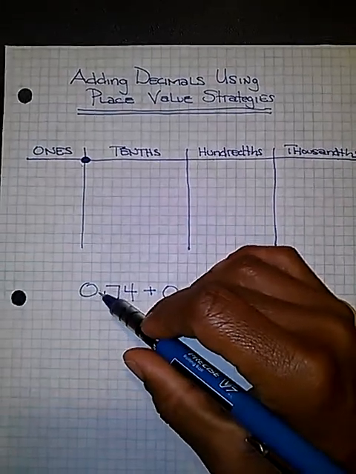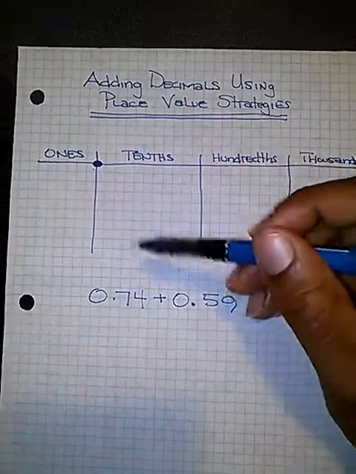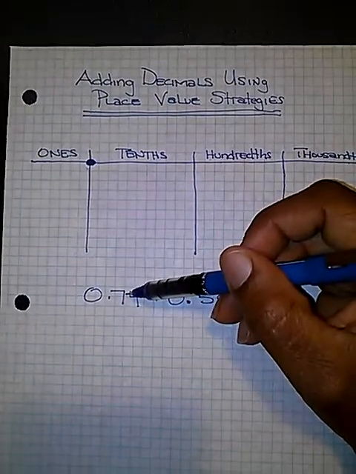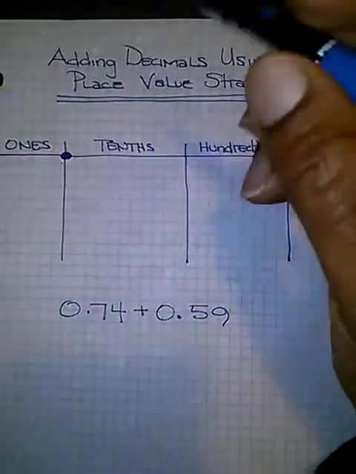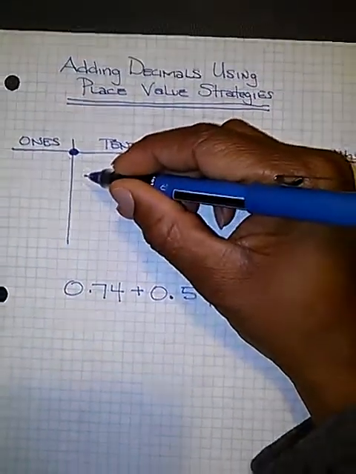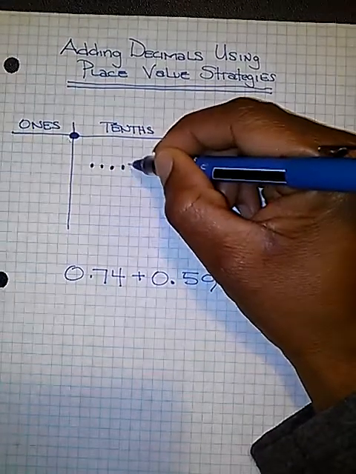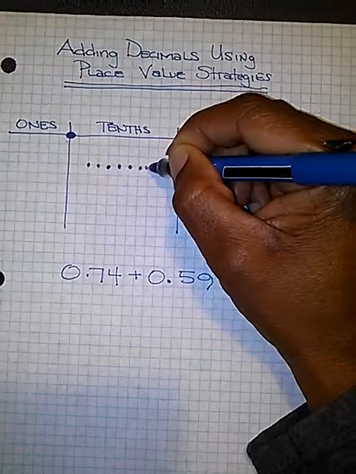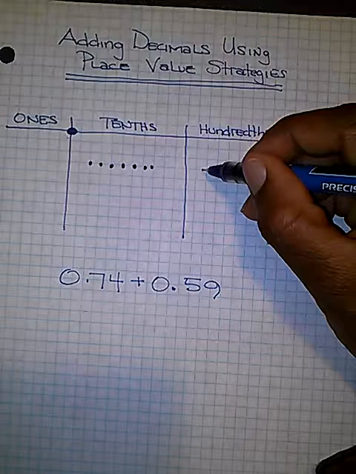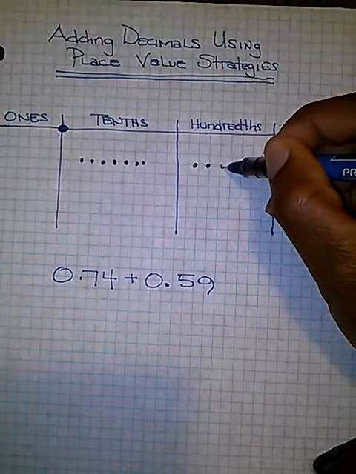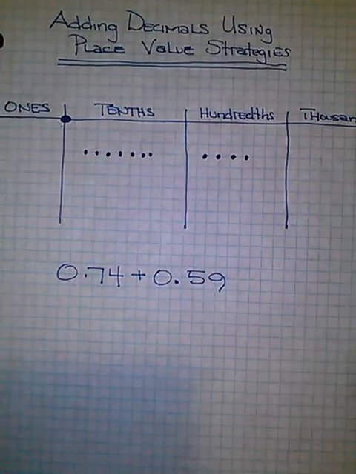There's a 0 in the ones place, so on the chart we will leave the ones column blank. And then we'll move on to the next place value, which is the tenths place. There's a 7 in the tenths place, so we'll represent that by drawing 7 circles. And we will move on to the next place value, which is the hundredths. There's a 4, so we'll represent 4 circles. There are no thousands, so I will leave the thousands column blank for this example.